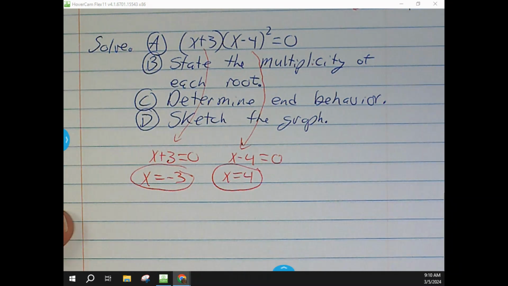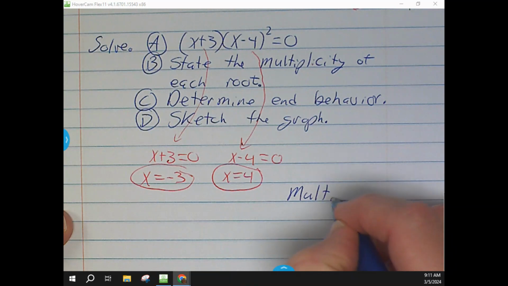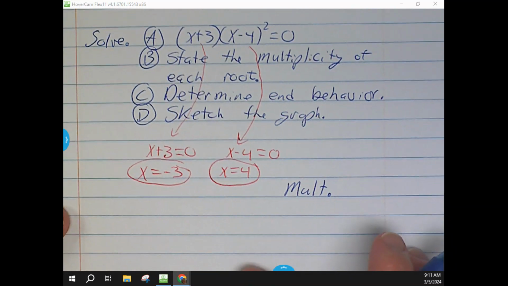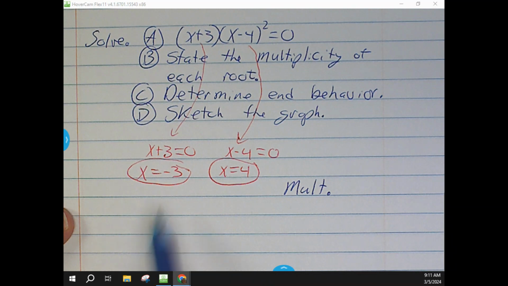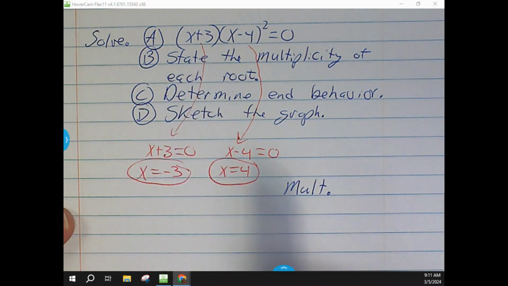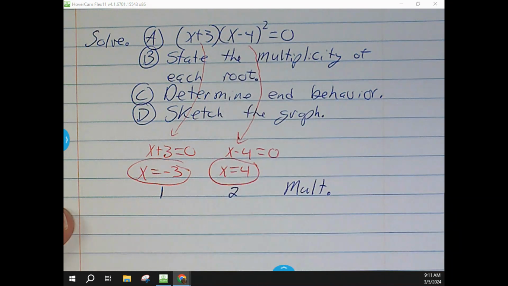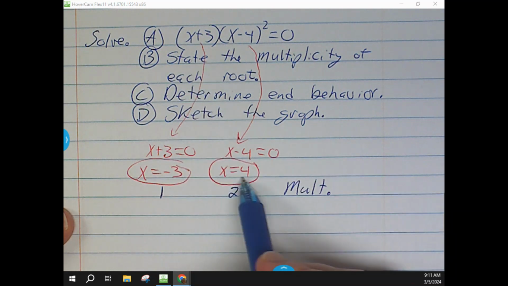Okay, multiplicity should be pretty straightforward as well. We're just going to put MULT for short, just to make it go a little bit quicker. For this one, x plus 3, you're looking for the power that's with x plus 3. It doesn't have a power, so it's understood to be 1. The x minus 4 was x minus 4 squared, so that would have a multiplicity of 2. So x equals -3 has a multiplicity, which is the power, of 1. X equals 4 has a multiplicity of 2.